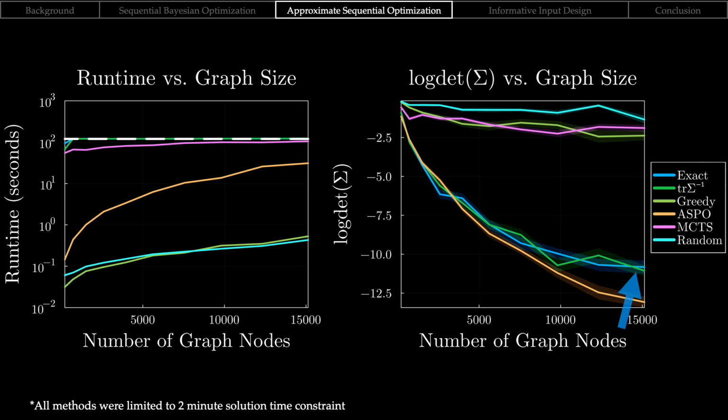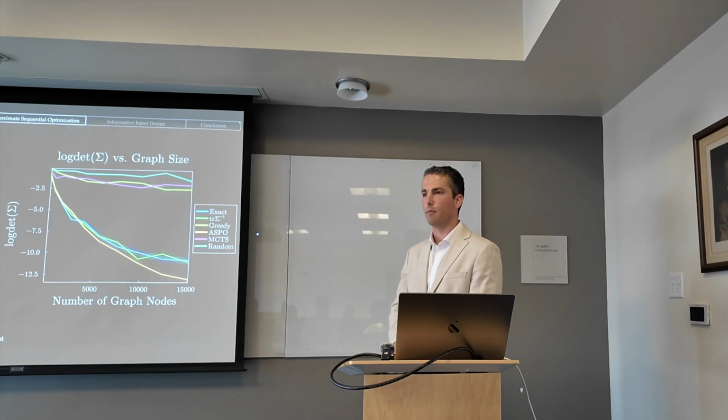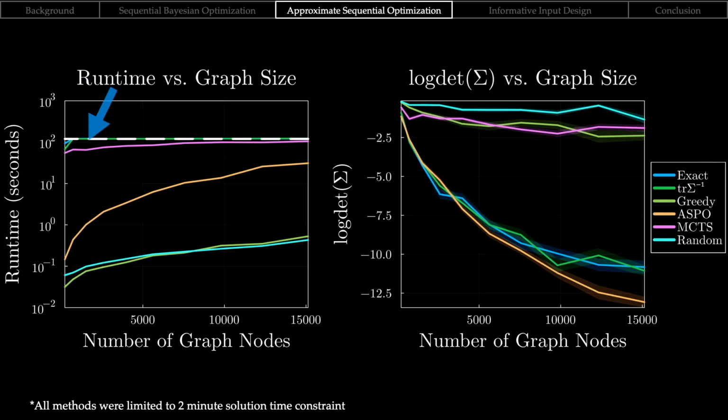They all had 2 minutes, and after 2 minutes, the best solution found would be returned. So this is that solution found after 2 minutes for the exact mixed integer program. And you can see that for the exact mixed integer program, on most of the graph sizes, it took the full 2-minute time constraint to solve. Now our approximate method is shown in this orange-yellow color. For these large graph sizes, we're outperforming the exact mixed integer program by quite a bit. And not only that, we're also doing so roughly 10 to 100 times faster across these different graph sizes.